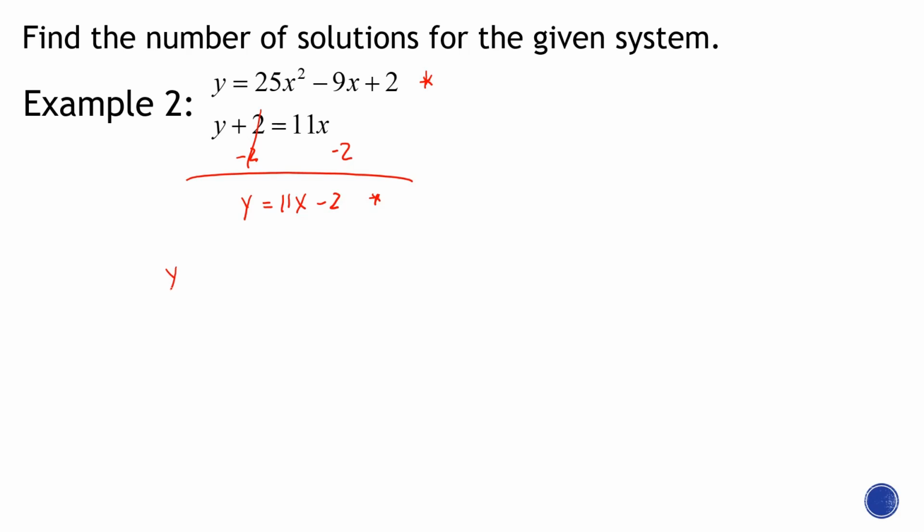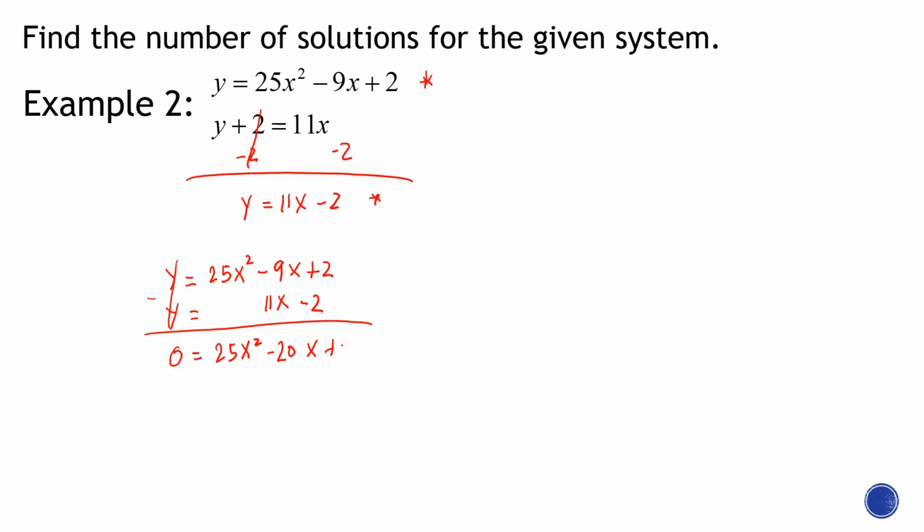Let's combine those two. y equals 25x squared minus 9x plus 2, and then y equals 11x minus 2. And then we will combine those two equations by subtracting them. So this will be equal to 0. This is 25x squared. Negative 9 minus 11, that's negative 20x. 2 minus negative 2 is positive 4.